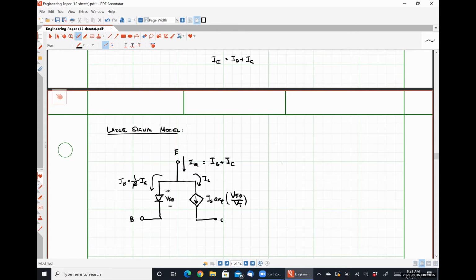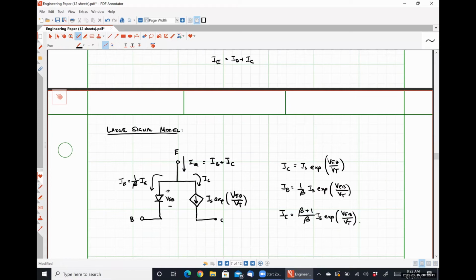So our relationships are then: IC is IS times EXP of VEB over VT. IB is 1 over beta times IS times EXP of VEB over VT. And IE is beta plus 1 over beta times IS times EXP of VEB over VT.